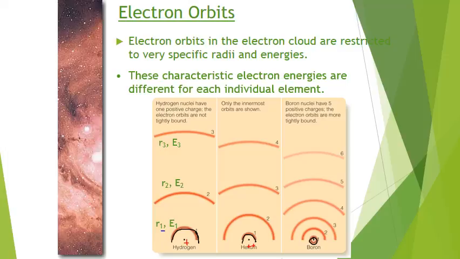So notice that the way the energy levels are laid out is different for different elements, and that's really important because that provides essentially a fingerprint. Because of these different energy level structures, this creates different types of fingerprints and allows you to understand the elemental makeup of stars.